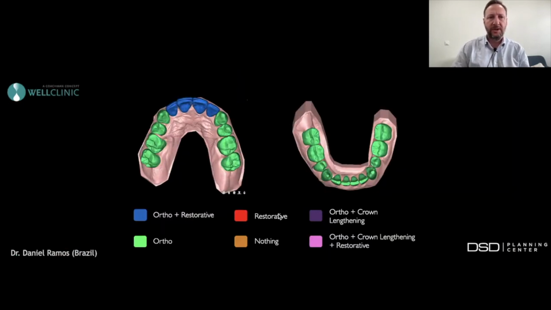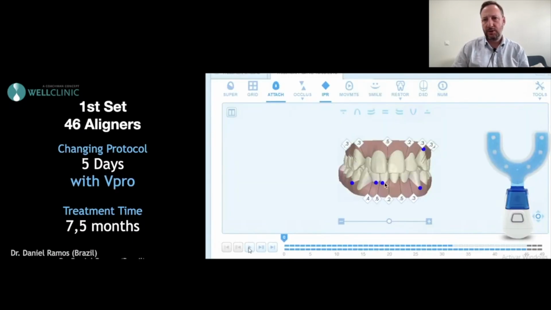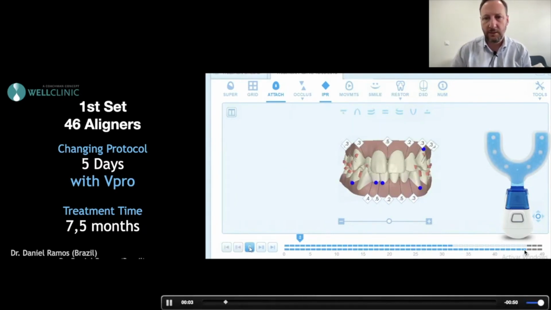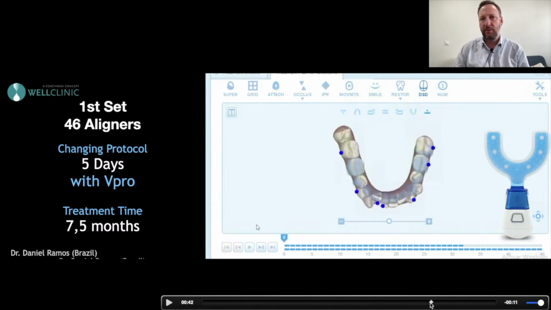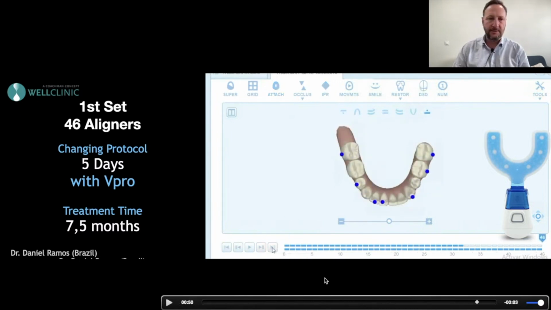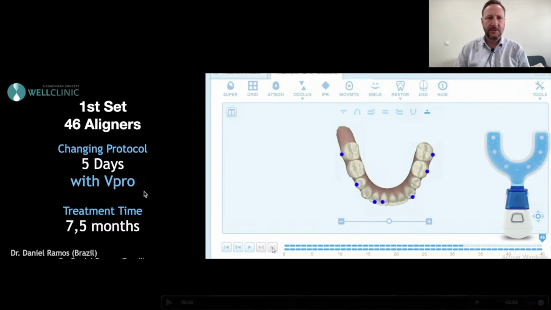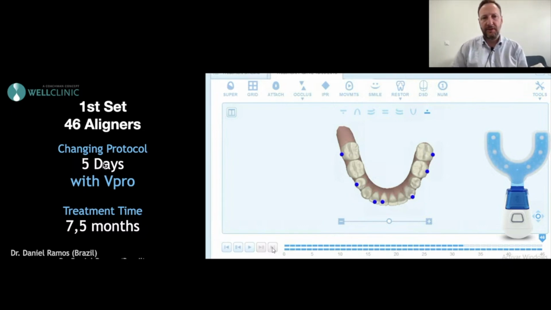Okay? And then we transfer this idea of treatment to the software I like to plan the case. Okay, the ClinCheck. So we have here 46 aligners in the lower, 32 in the upper, okay, with extraction. Okay, so in this case, the whole idea was extracting 4 premolars to make these movements. And for us, with the first set of 46 aligners, our target was to change every 5 days and to finish in less than 8 months. Okay, so we can go to the next phase, or we can go to the additional set of aligners, but we can solve the main complaint of the patient, the sooner the better.